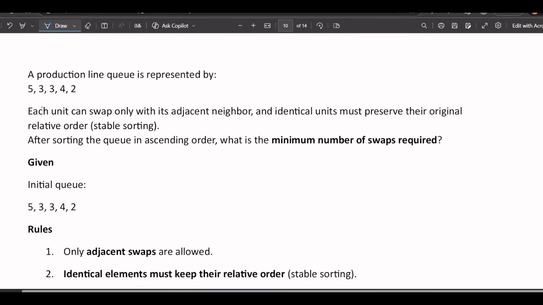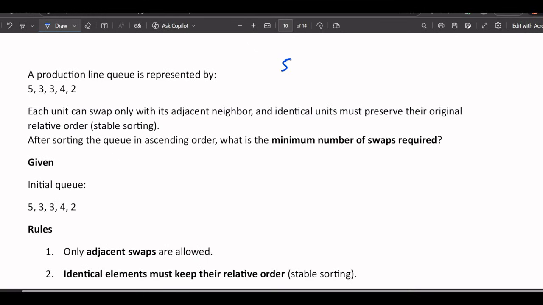Let's start. The first question is: a production line queue is represented by 5 3 3 4 2. Each unit can swap only with its adjacent neighbor, and identical units must preserve their original relative order. After sorting the queue in ascending order, what is the minimum number of swaps required?